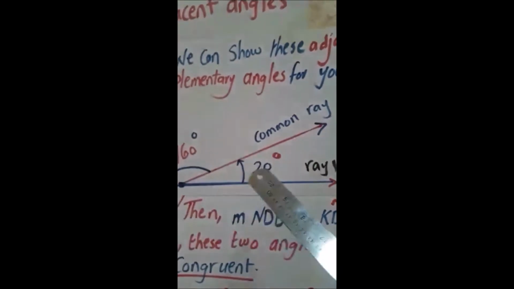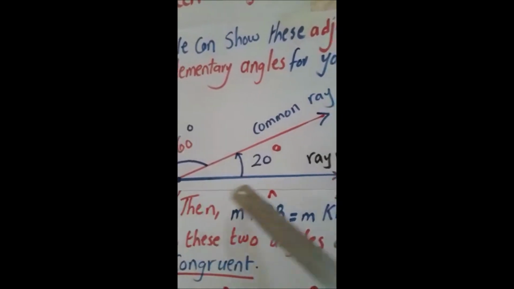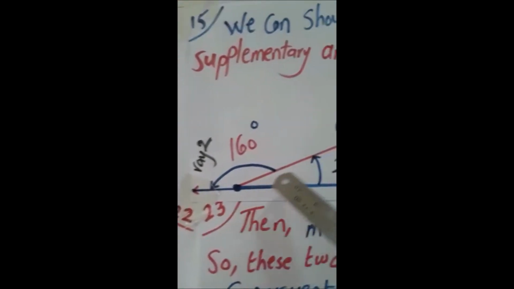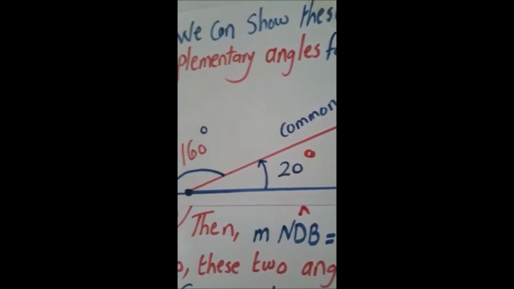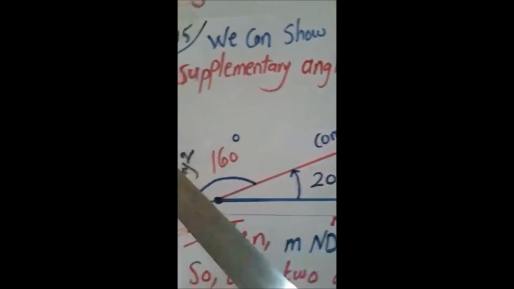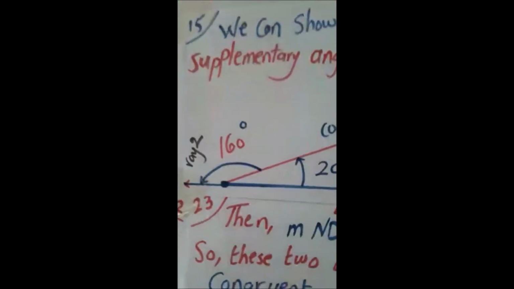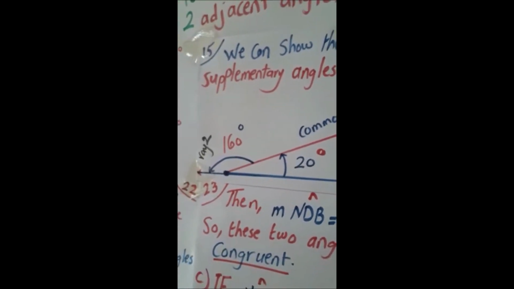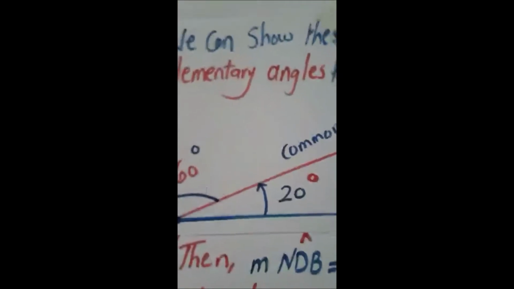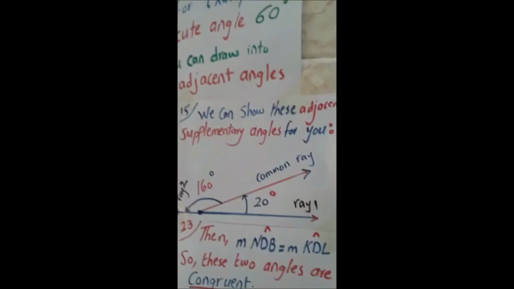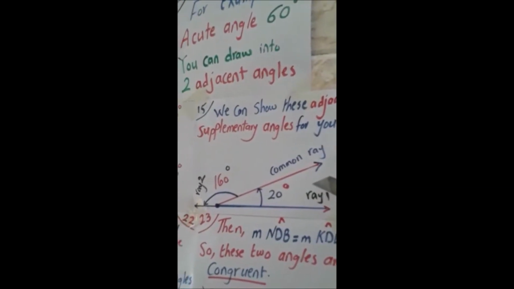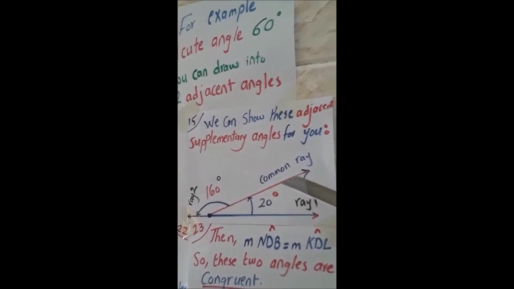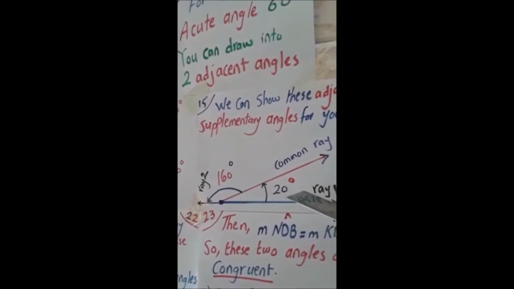As you see, again, we have 20, we have this one, ray 1, and we have this one, ray 2, and the common ray between them, the red one. So this is 20 and this is 160. If you add them, what will you get? You will get 180. So these two angles are what? Here is the first example of adjacent supplementary angles, 160 and 20.